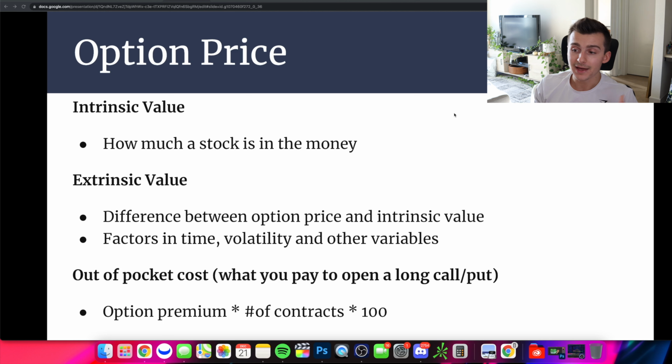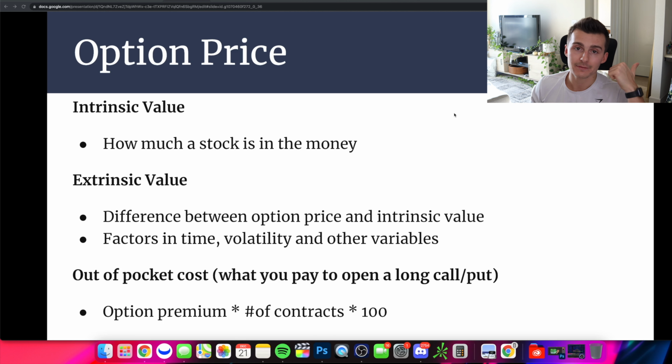Extrinsic value, that's the difference between the option price, the premium you'll pay, and the intrinsic value, okay? Now this will factor in things like the time, volatility, other variables. Now, you could have a stock that is, or a strike price or an option contract that is out of the money, but it still has value.